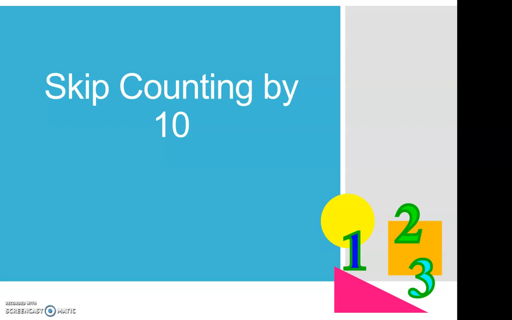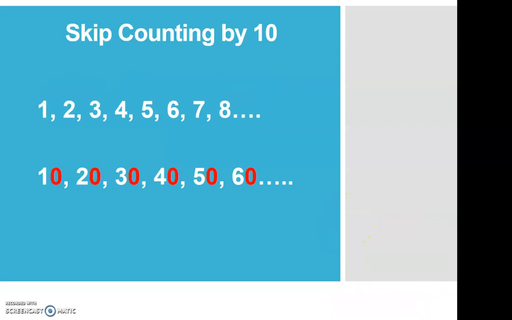Skip counting by 10. Skip counting by 10 is the easiest. It's like normal counting, except there's an extra 0. So you start at 10 and go 10, 20, 30, 40, 50, 60, and so on.